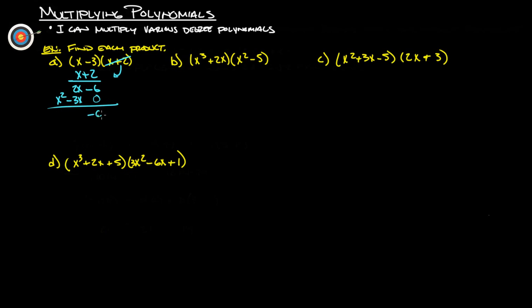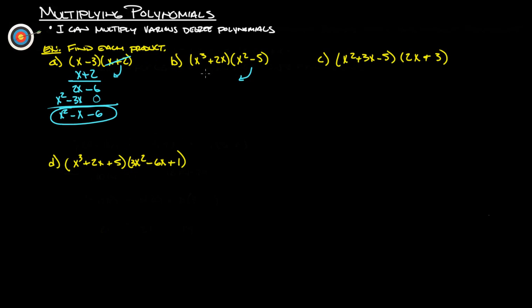Add these together. We get negative 6 here. 2x minus 3x is negative 1x, or simply negative x. And then x squared minus x minus 6. And that is our product. That's our answer. Okay. This one here, same idea. Only thing a little different about this is it's got different powers than what we're used to seeing. So it's going to be okay. We're going to make it work.